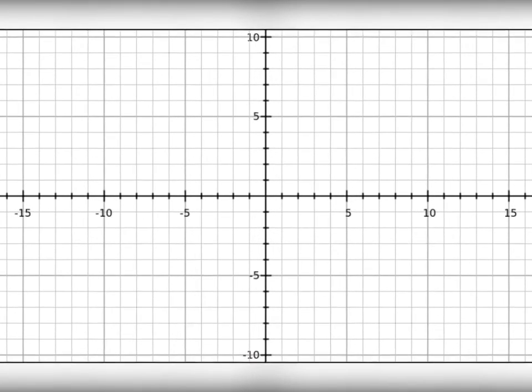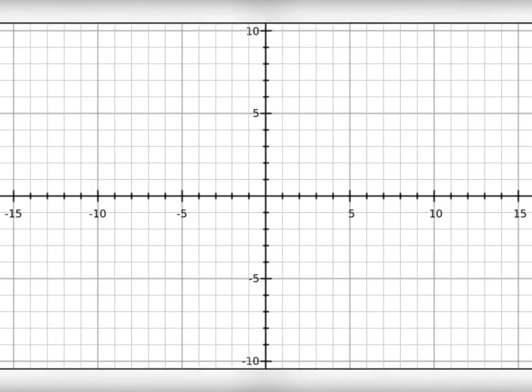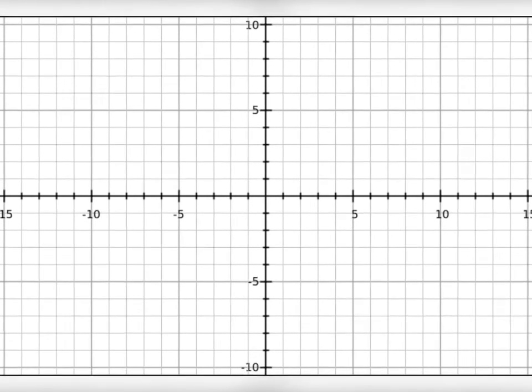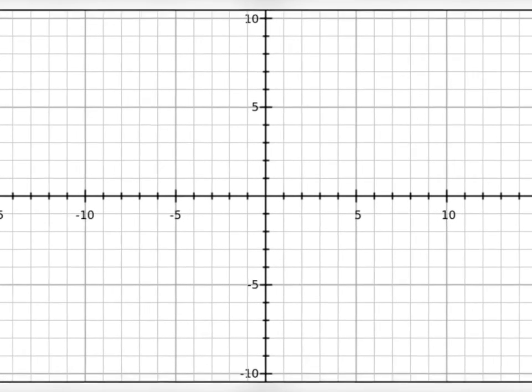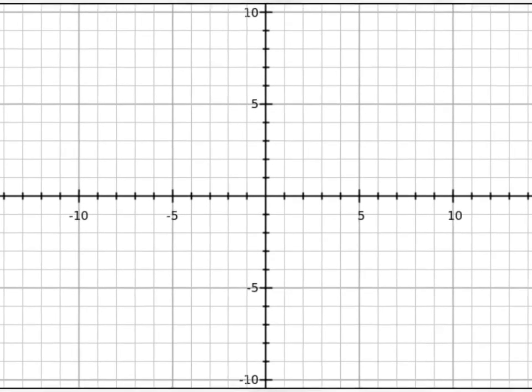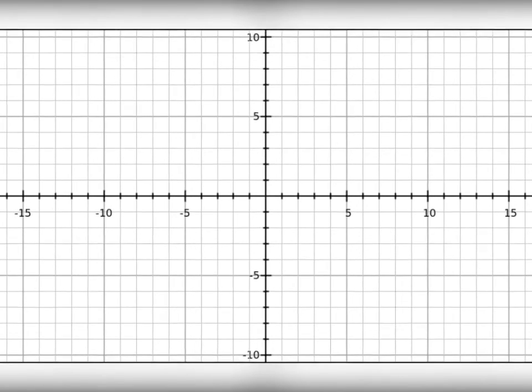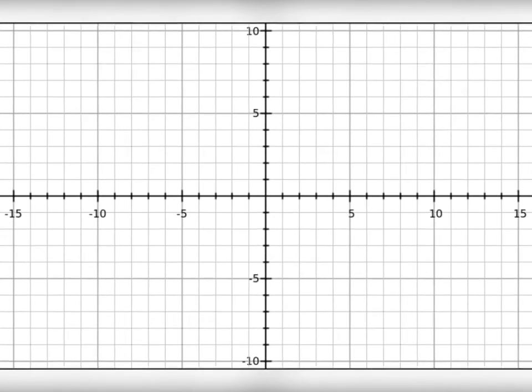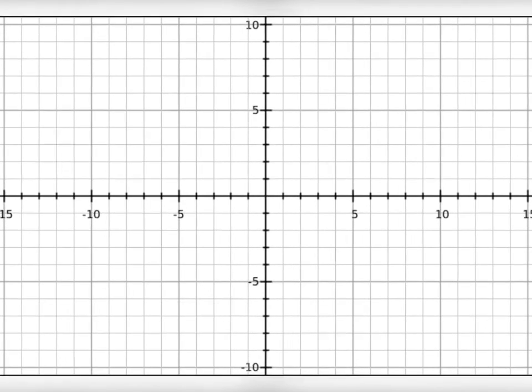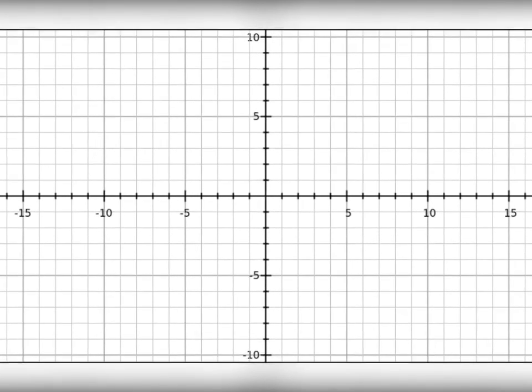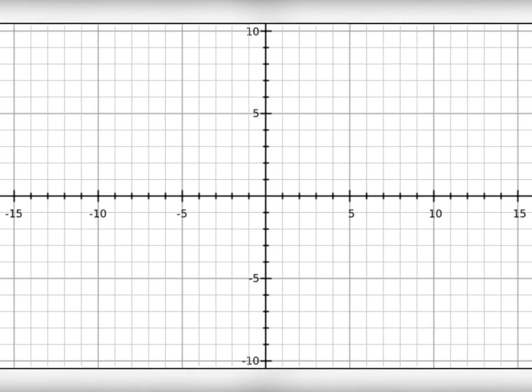Now what happens when we graph this? If you don't know what a graph is, this is what a graph is. A graph has 2 axes, the y-axis and the x-axis. The horizontal axis is the x-axis. The vertical one is the y-axis.